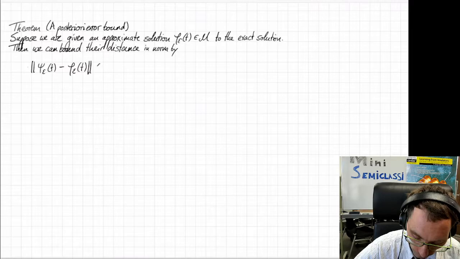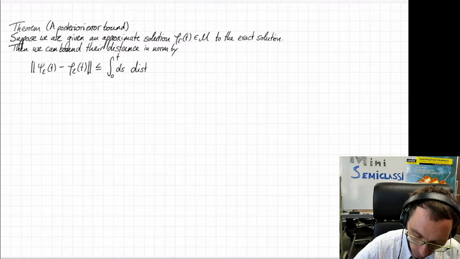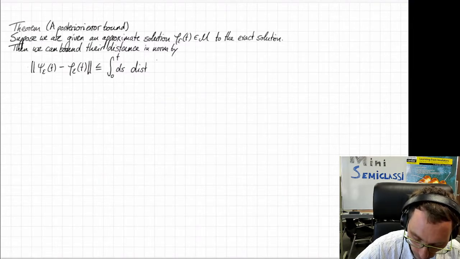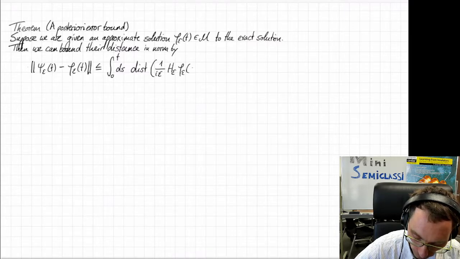we just have to integrate up the distances of the instantaneous time derivative, which is 1 over i epsilon times h epsilon applied to our approximate solution, to the tangent space at the point phi epsilon of s.